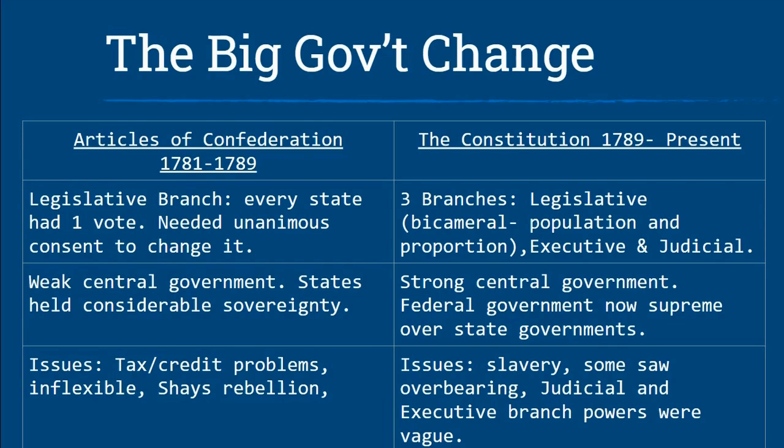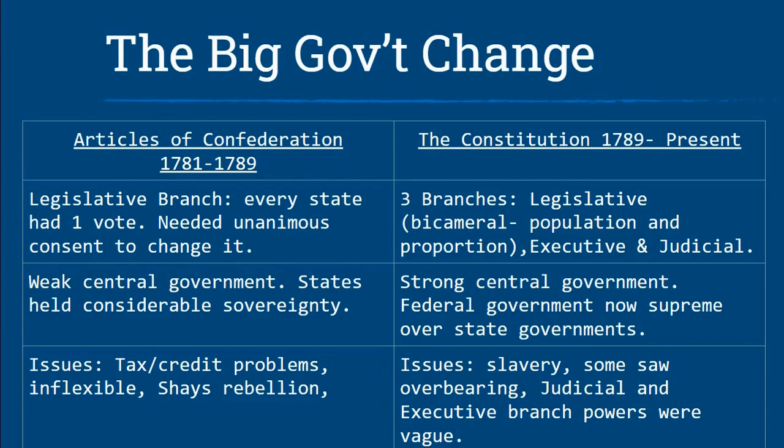Some of the major problems of the Articles were related to its weakness. The first major problem was its lack of ability to collect taxes. It could ask for taxes from the states, but could not compel them. This led to credit problems, as the U.S. owed other banks and foreign governments money from debts incurred during the Revolutionary War.